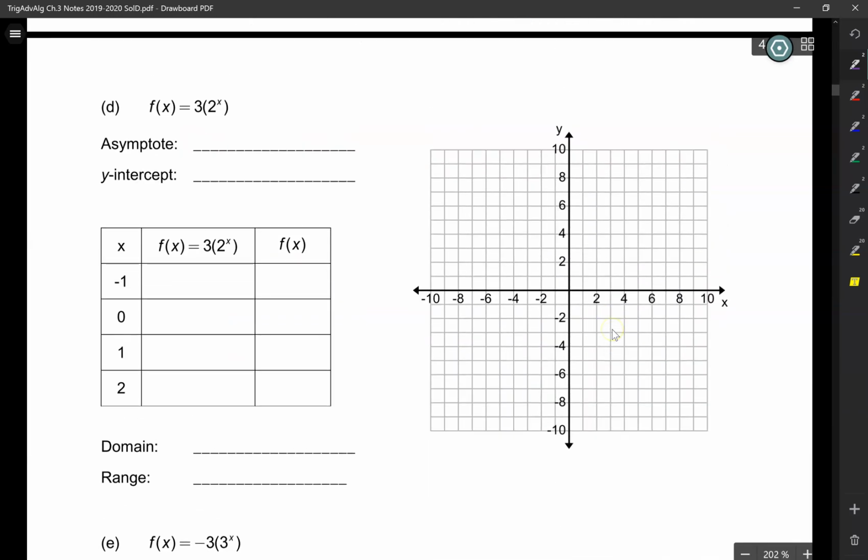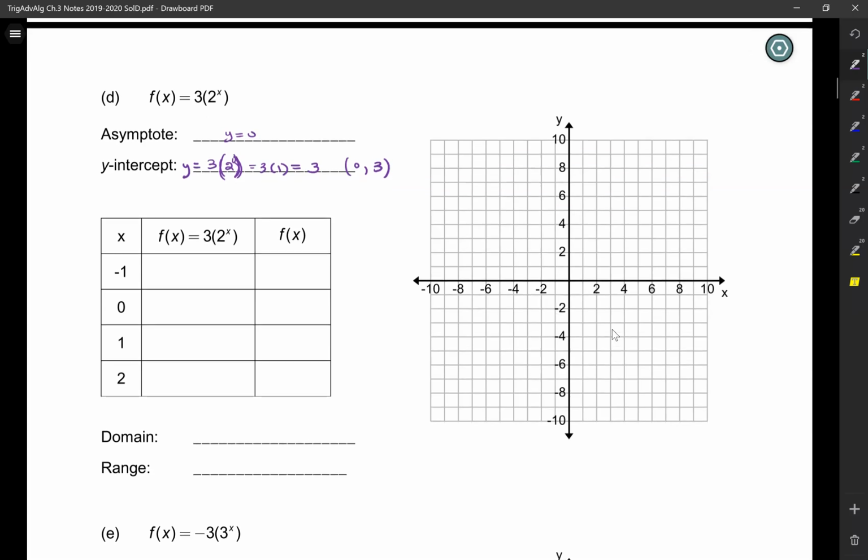Okay, so here, let's do this next one. Asymptote, still y equals 0. Okay? Y-intercept, 3 times 2 to the 0. 3 times 1 is 3, so it's at 0, comma 3. So that's y equals. Growth or decay for this one? Growth.